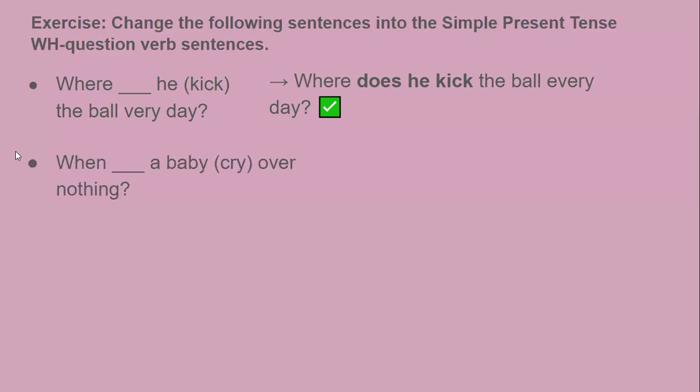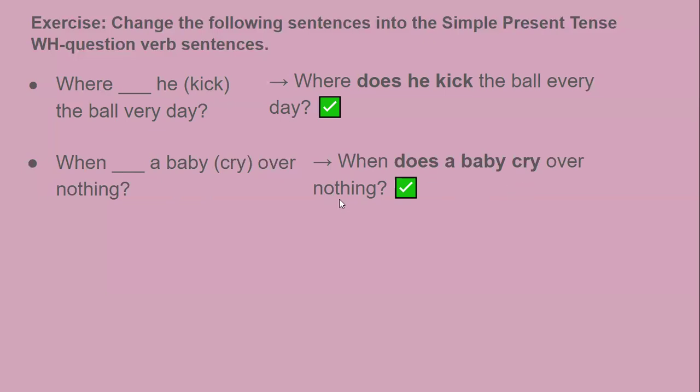Let's move. Next sentence. When space a baby cry over nothing. So I have a WH question here. When, meaning that is asking for the time, or the day. So a baby is the subject. It can be a he or a she. So we know that we have to use does. So our sentence then becomes, when does a baby cry over nothing?